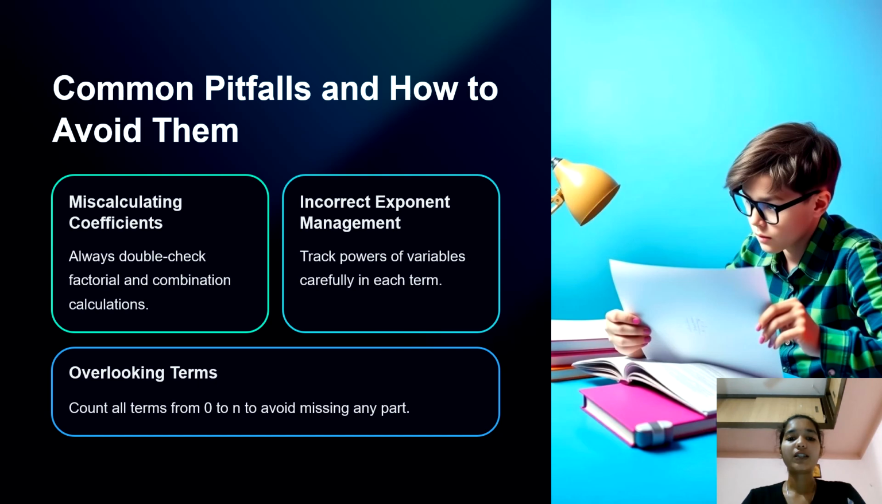Common pitfalls and how to avoid them. Miscalculating the coefficient: always double check the factorial and combination calculation. Incorrect exponent management: track the powers of the variables carefully in each term. Overlooking terms: count all the terms from 0 to n to avoid missing any part.